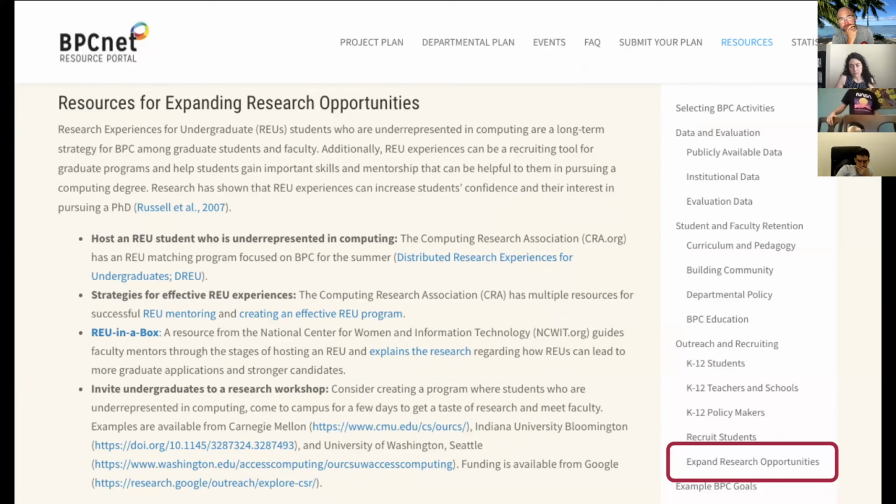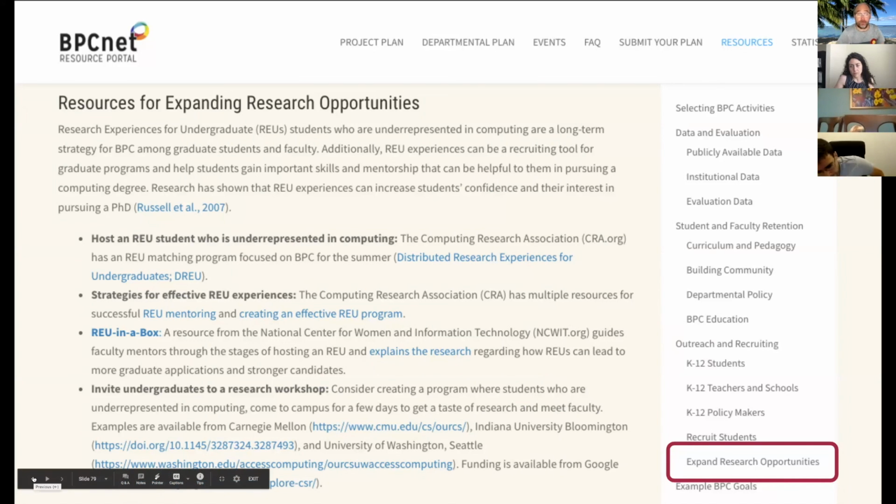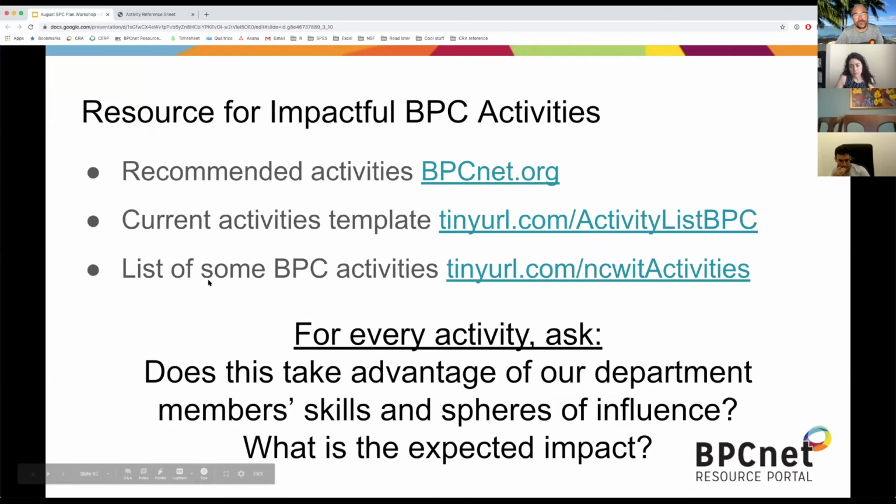little bit of description, including an academic article that explains why undergraduate research opportunities are really important. And then it lists 4 resources with links about how you might get involved as a department, as a faculty member. What are the concrete steps I should take? And here are 4 really helpful resources. There's a ton of resources on bpcnet.org. Those have recommended activities that we think are easy to get started in.